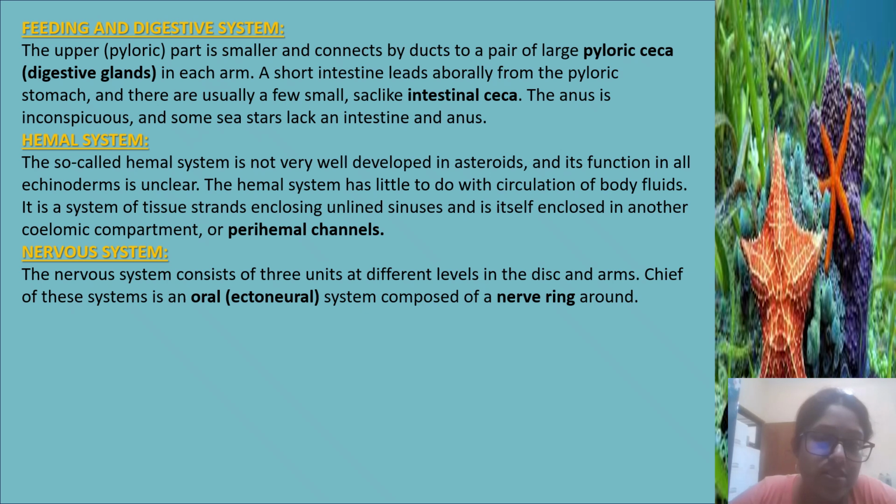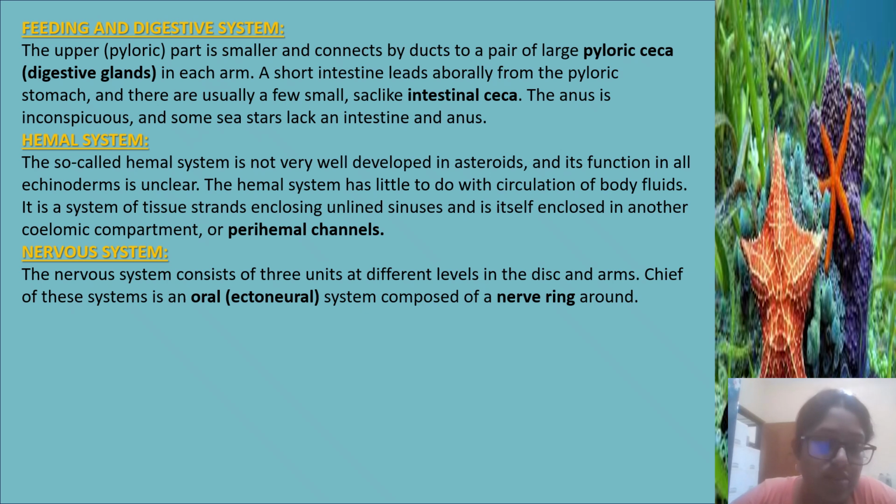The upper part is smaller and connected by ducts to a pair of large pyloric caeca, that is digestive glands in each arm. A short intestine leads aborally from the pyloric stomach, and there are usually a few small sac-like intestinal caeca. The anus is inconspicuous and some sea stars lack an intestine and anus.